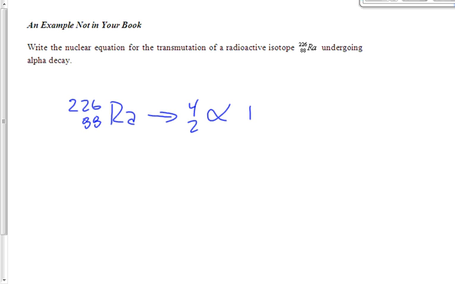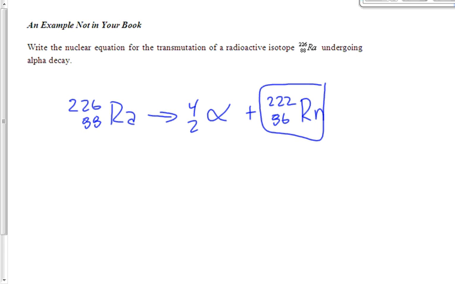What else is produced here? Well, if we had 88 protons on the left side, we've got to have 88 protons, or 88 atomic number, on the right side. 2 plus 86 gives me 88. If we have 226 protons and neutrons on the left side, then we have to have 226 on the right side. 4 plus 222 gives me 226. So the product here would be 222, 86, and I believe, double check this on your periodic table, that's Rn. Right on. Is that right?